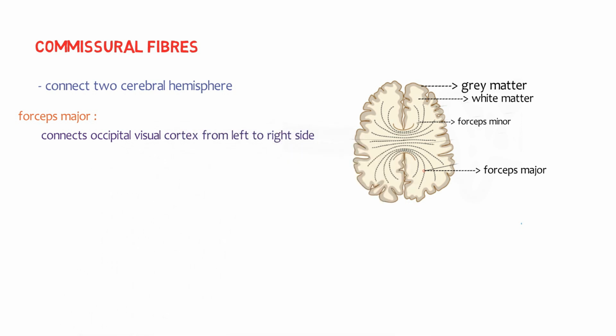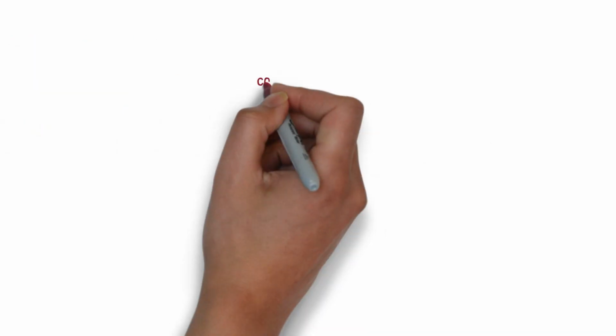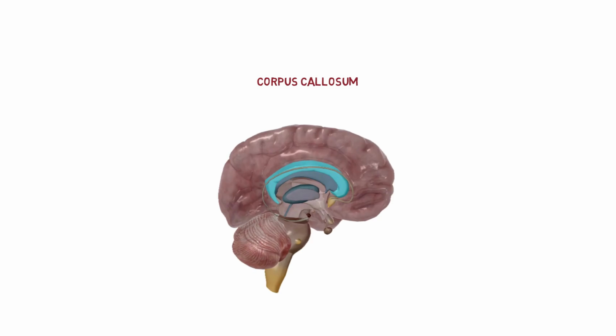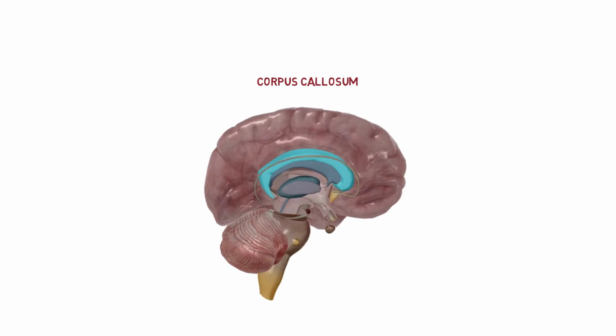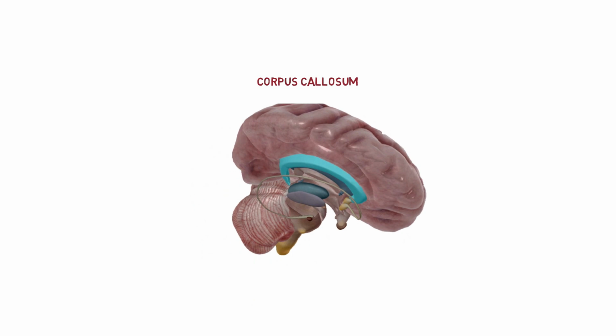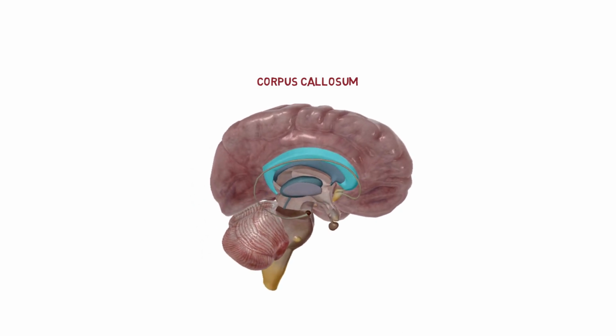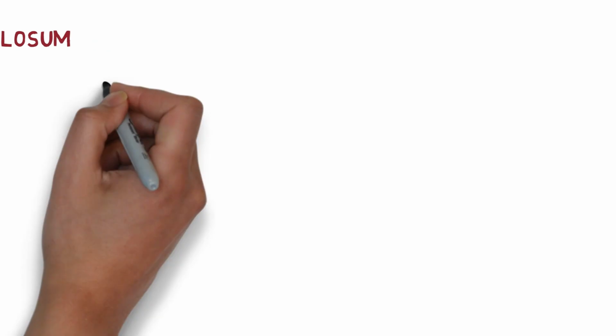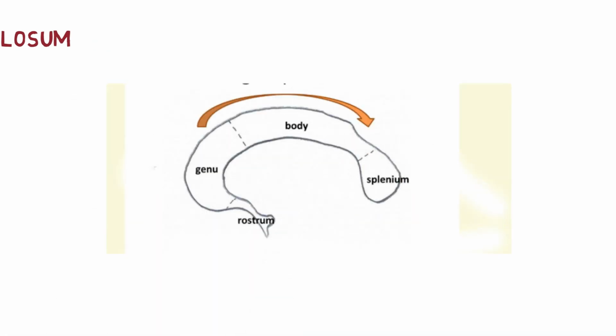Yes, and this fiber passes through the splenium part of the corpus callosum. So don't get confused over here. There might be a question: through which part of the corpus callosum do the forceps major fibers cross? So this is the splenium part. So look over here, this is the corpus callosum. Corpus callosum is the largest commissure of the brain which connects all the parts of the two cerebral hemispheres, passing across the midline except the anterior-inferior part of the temporal lobe. So basically it connects all the parts of the two cerebral hemispheres.